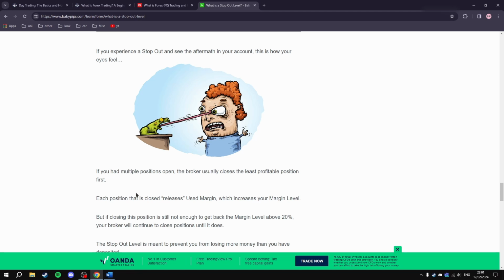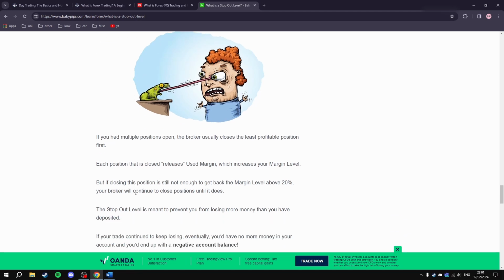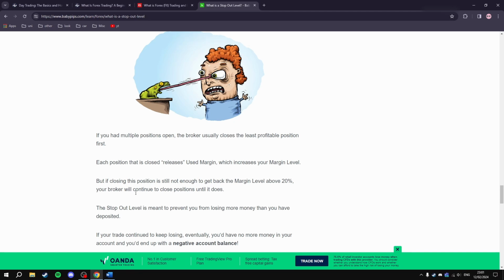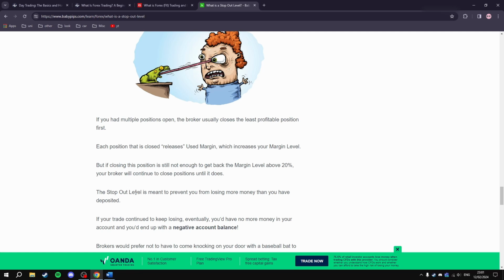If you had multiple positions open, the broker usually closes the least profitable position first. Each position that is closed releases used margin, which increases your margin level. But if closing this position is still not enough to get back to the margin level above 20%, your broker will continue to close positions until it does. The stop out level is meant to prevent you from losing more money than you have deposited.